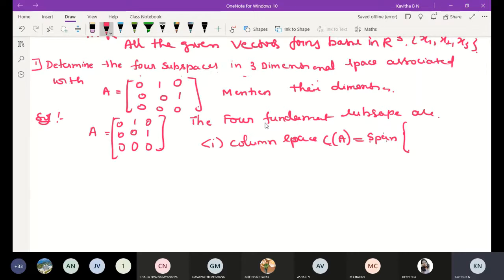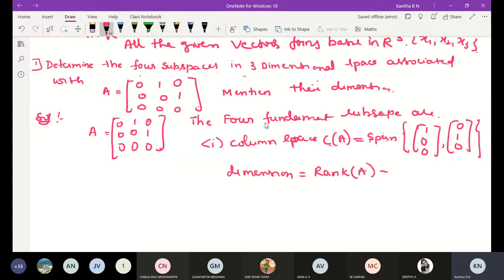C of A is equal to the span of [1, 0, 0] and one more. Come to the third column. Take down the third column, [0, 1, 0]. Then next, the dimension, rank of A. Observe here, only two non-zero rows are there, which means rank of A is equal to 2.